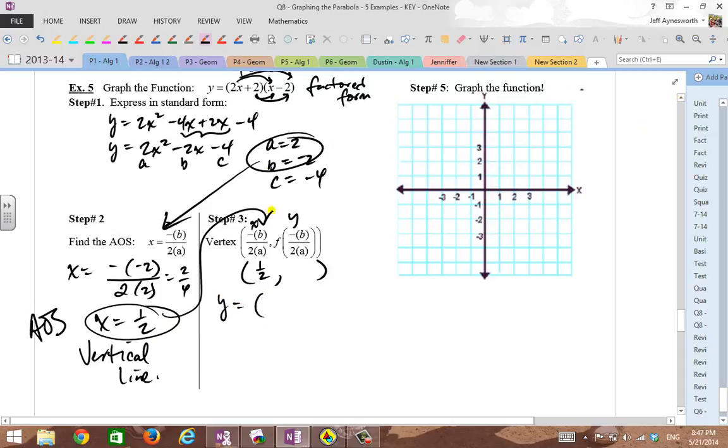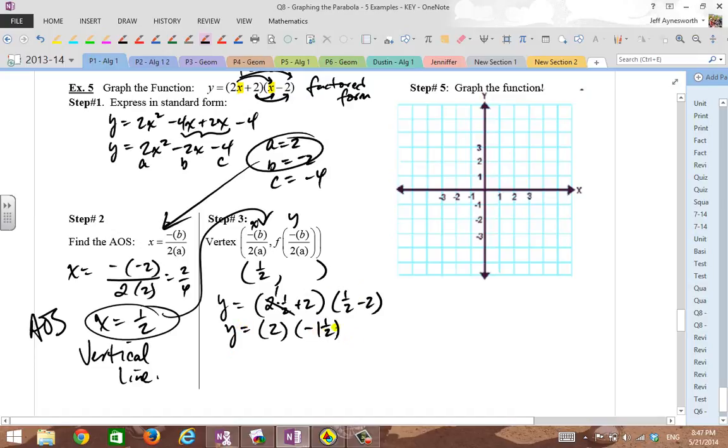Y equals, I got to substitute it right here, x here and x here. I've got 2 times 1/2 plus 2 times 1/2 minus 2. All right. Well, 2 times 1/2 is 1. All right. 1 plus 2 is 2. So this is 2. And this right here is, well, let me see, 1/2 minus 1. I know it's negative. 2 minus 1/2 is 1/2.